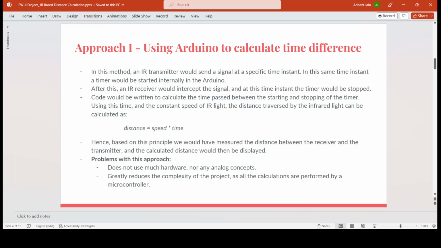In this approach, the circuit was purely working by the Arduino. There was not much hardware involved. There was only a transmitter and a receiver, and it greatly reduced the complexity of the project as all the calculations were done by the microcontroller, and there was no hardware calculation in the circuit.